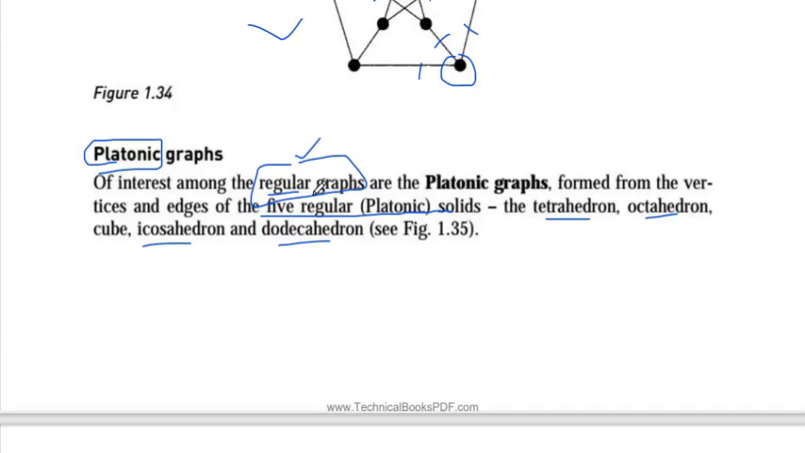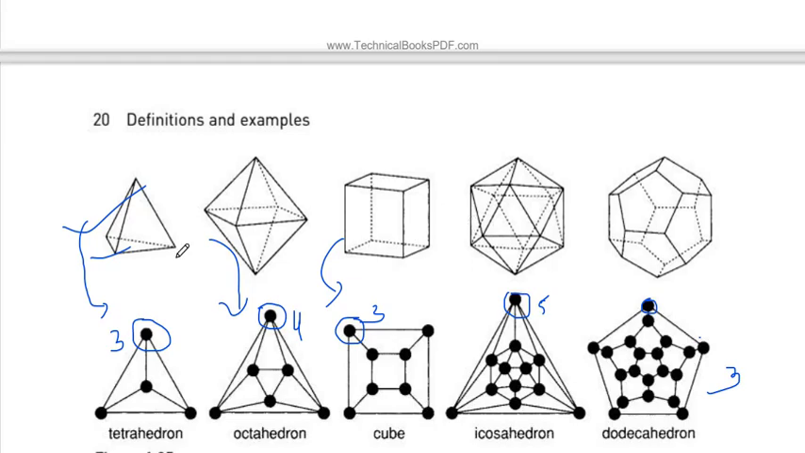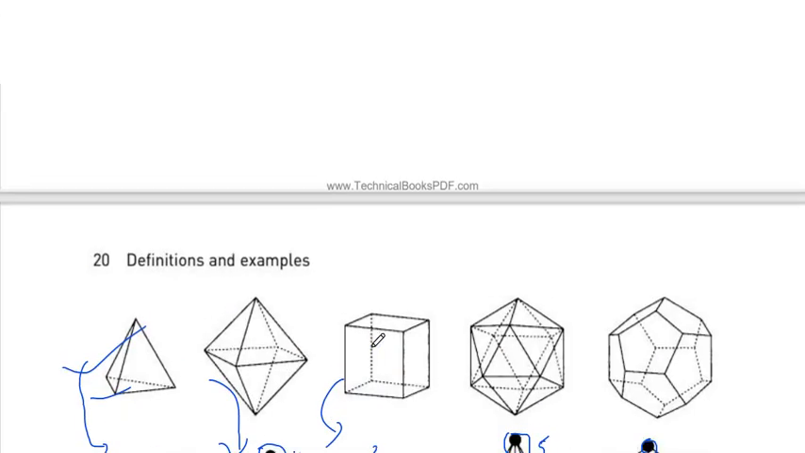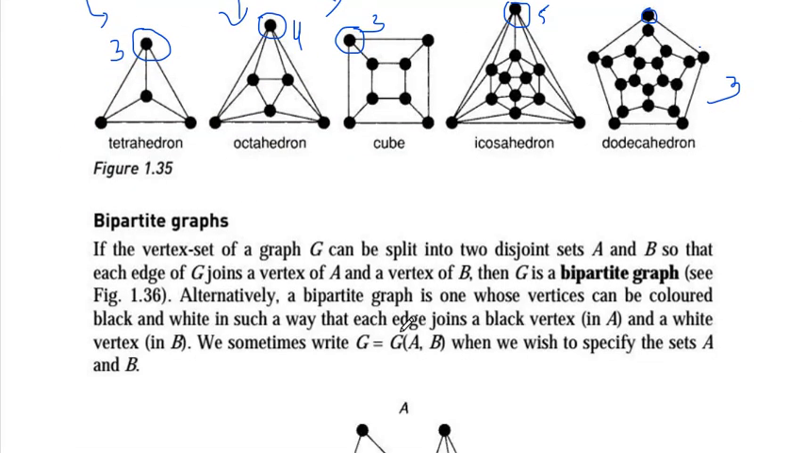So it's a regular graph made from a Platonic solid, which is why it's called a Platonic graph. A Platonic graph is a regular graph. Some of the names here are difficult to pronounce, but the concept is easy. If you read or write it 3 to 4 times, you can get a better idea.